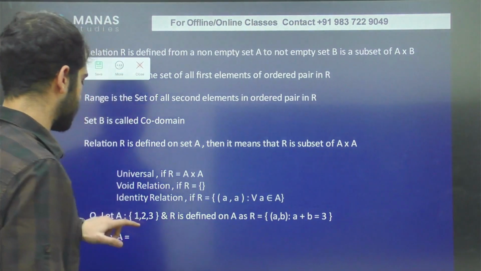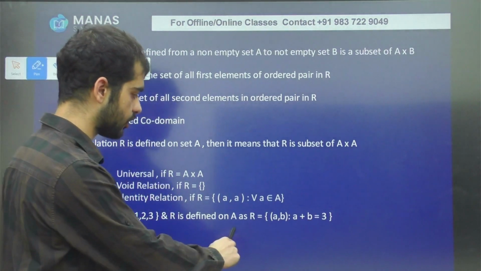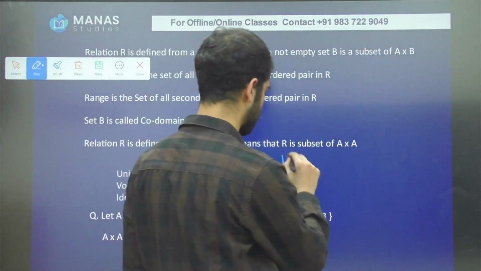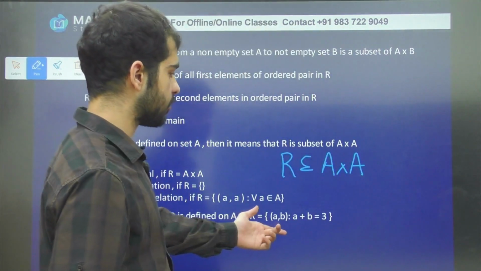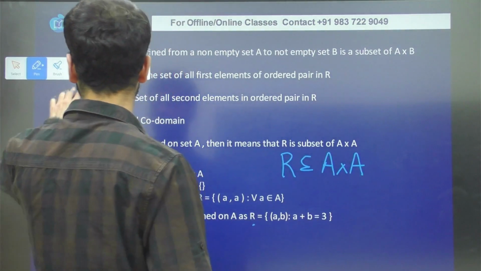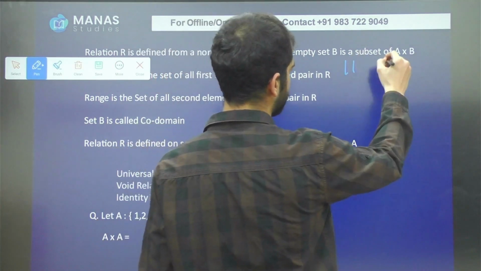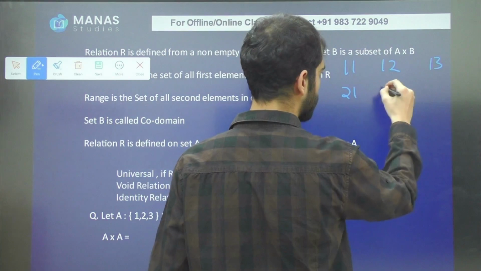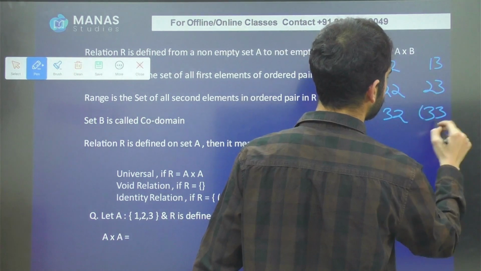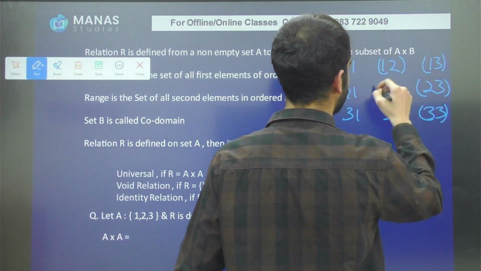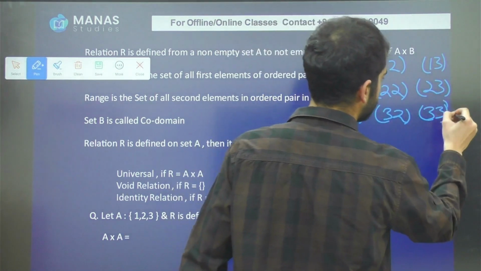Let A be a set comprising of 1, 2 and 3. There are 3 elements and R is defined on A. R is defined on A means that the relation is defined on A Cartesian A. Then R can be written as (a, b), where a plus b is equal to 3. So let's write down the entire product. Cartesian product, it will be 1 1, 1 2, 1 3, 2 1, 2 2, 2 3. Similarly 3 1, 3 2, 3 3. All these are ordered pairs which will be present in that relation.